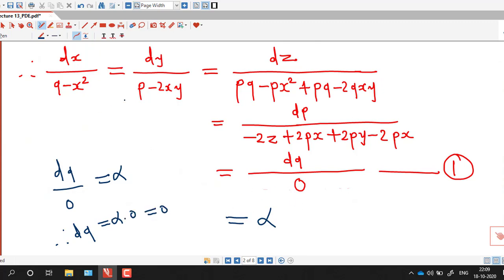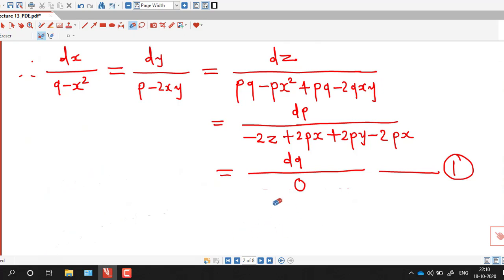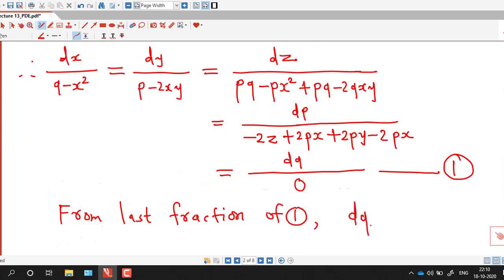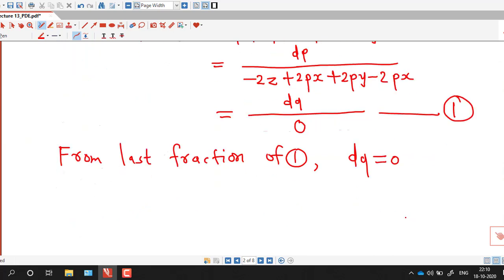So as we have discussed, if we obtain 0 in the denominator, we can directly write numerator equal to 0. So from last fraction, I can directly put dq equal to 0, and that will give me the value of small q. So we can write from last fraction of 1, we can put dq equal to 0. So therefore, integrating, we obtain q equal to, say, small a, where a is arbitrary constant.